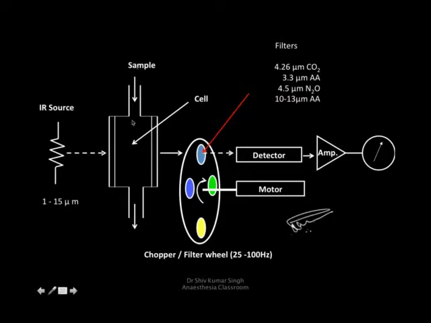and this light passes through a sample chamber, and it also passes through a reference chamber. Then we have a filter wheel which rotates at a frequency of 25 to 100 Hertz, and it has filters for carbon dioxide at 4.26 micrometers, anesthetic agent at 3.3 micrometers, nitrous oxide at 4.1 micrometers. It can also have a second filter at 10 to 30 micrometers, and then the light passes through detectors and then the display. So the amount of absorption of infrared light is proportional to the substances that are present in the sample.